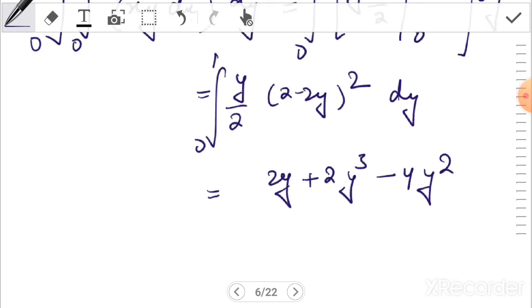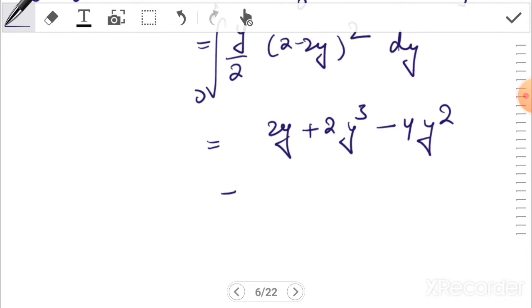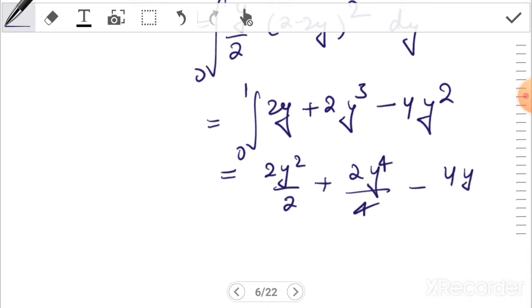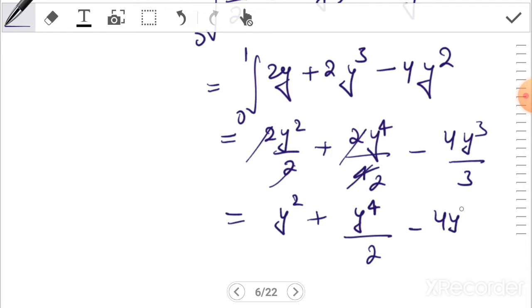Okay, and if you integrate, you will get 2y square by 2 plus 2y to the power 4 by 4 minus 4y cube by 3, and you will have this as y square plus y raised to the power 4 by 2 minus 4y cube by 3, from 0 to 1.